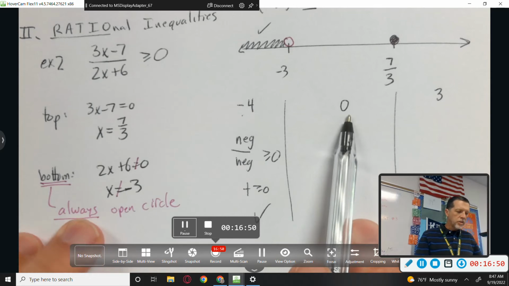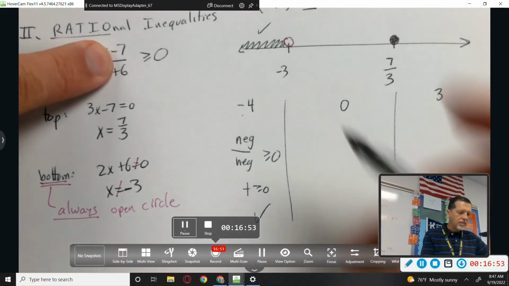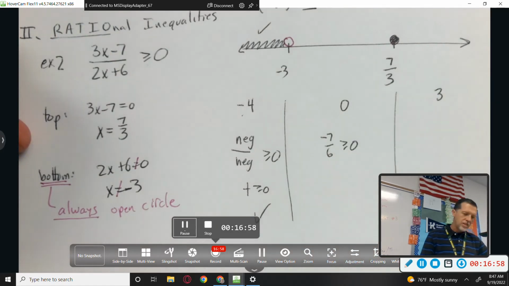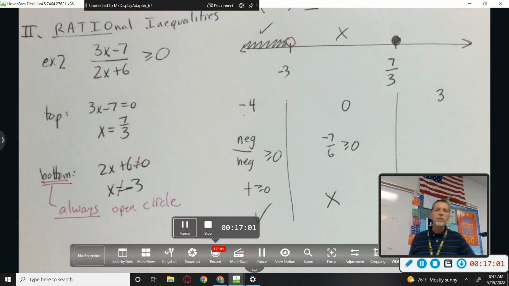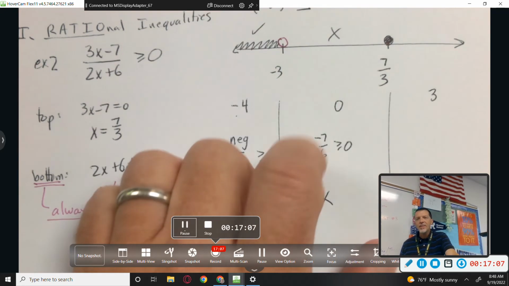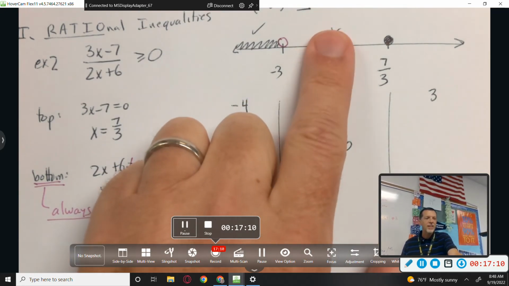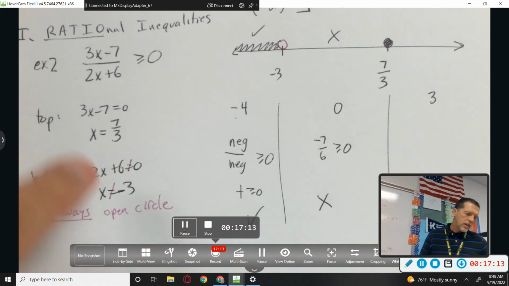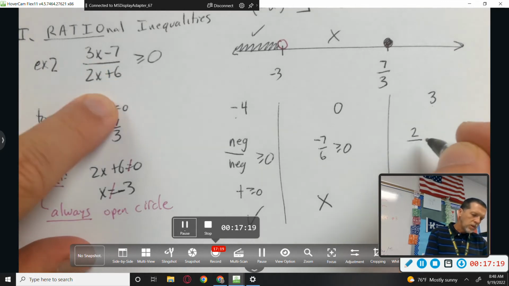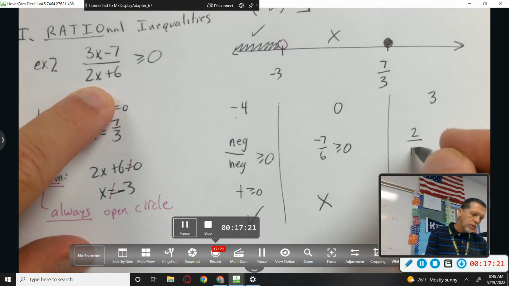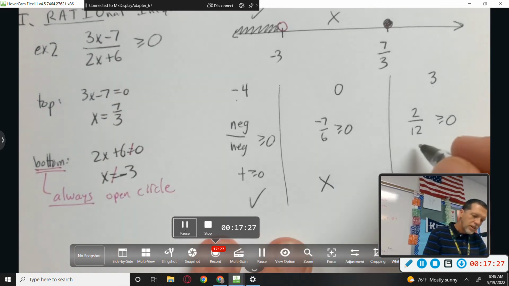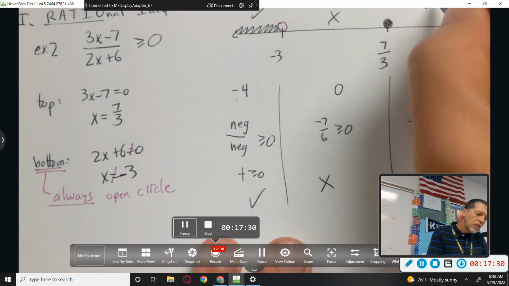0 is really easy to check because 0 wipes out the x's. -7/6 greater than or equal to 0. That's not true. So we don't shade that region. Officially you don't need to put an x there, but the x sort of reminds me that I've checked it and it doesn't work, as opposed to just leaving it blank. I plug in 3. 9 minus 7 is 2. 6 plus 6 is 12. Sort of switch back to actually finding the numbers, although I didn't need to. Positive number greater than 0, that's true. So we'll shade over there.